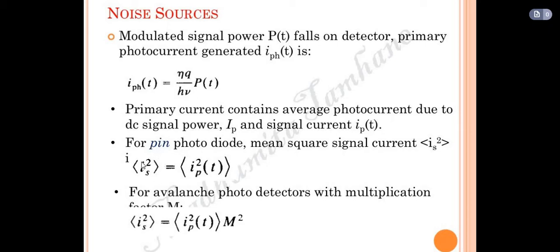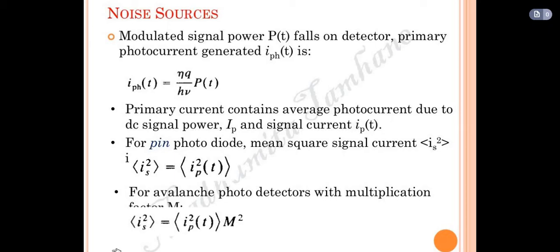Now move ahead with the next part, for a pin photodiode. What is a pin photodiode? How do we get that? We can say the mean square signal current IS square is equal to IP square of t. That we put for avalanche photocurrent. What is the current? We are just adding a multiplication factor m. So the same for the pin photodetector diode, the mean square value, how did we get that? By using IS square is equal to IP square of t into m square, because we are taking the current square, you know. So that's the reason we have to use the current value. Based on that, we can obtain and find it out.